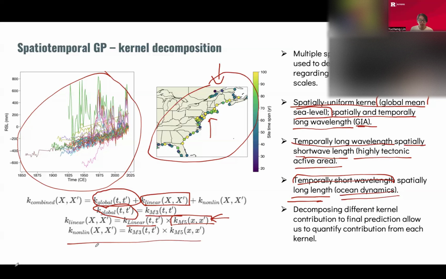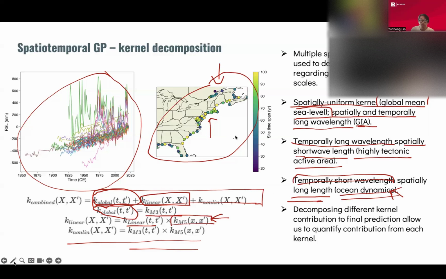And then we have a spatial and temporal nonlinear kernel, as we did before, which is used to decompose something like ocean dynamics and sediment compaction, something like that. Because we are setting three different kernels, we can decompose these three different kernels' contributions to our final sea level prediction. Okay, I hope this makes sense to you.